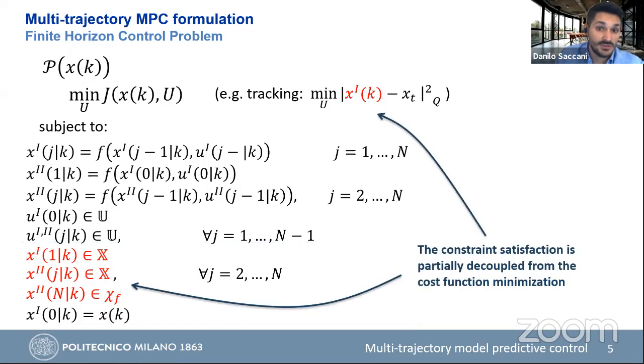So from this optimization problem it can be easily noticed how we have partially decoupled the constraint satisfaction from the cost function minimization. Indeed, the first state trajectory is weighted in the cost function. Instead, the other one does not affect the cost function, but satisfies the state constraints.